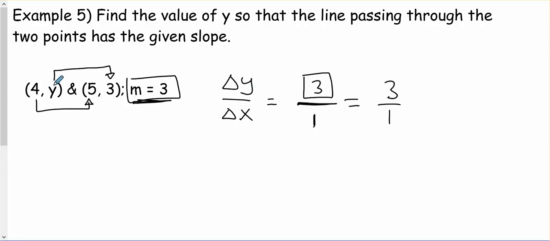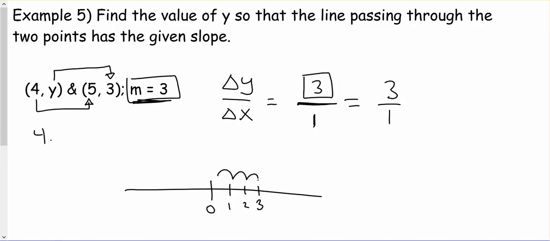So what number in here would I go from to get to 3 that would be a 3 change? So I'm 1, 2, 3. I'm going to end up getting to 3. So what number would that be? 1, 2, 3. Well, that's 0. 0, 1, 2, 3. So this y value would have to be 0. This would have to be the point 4, 0.